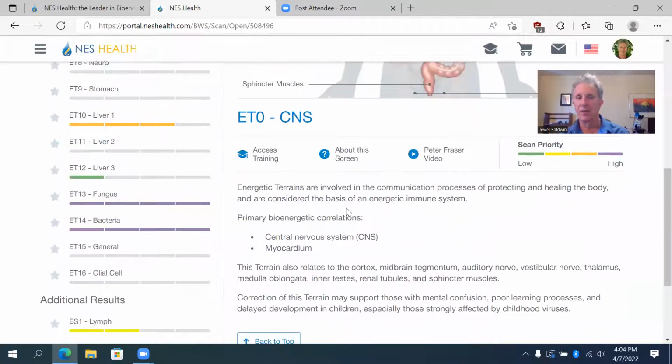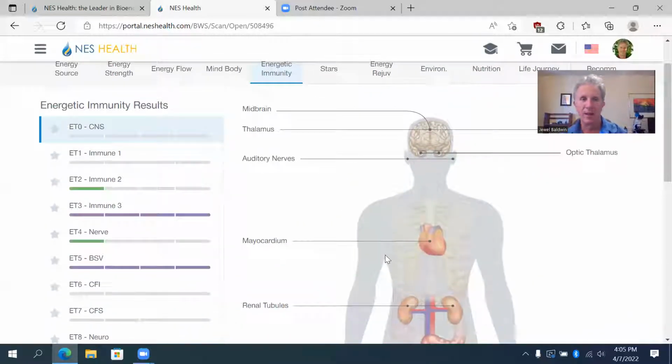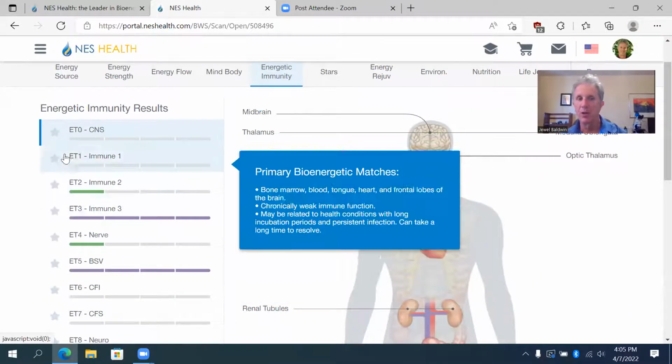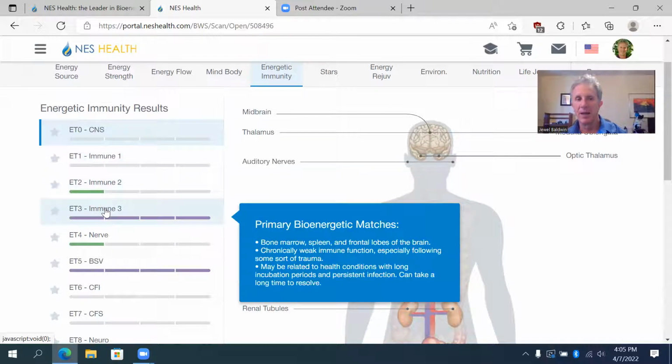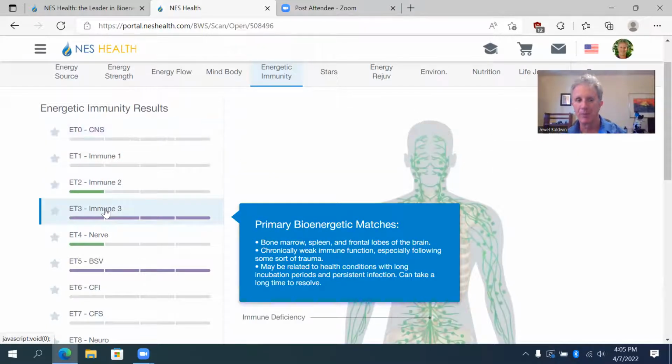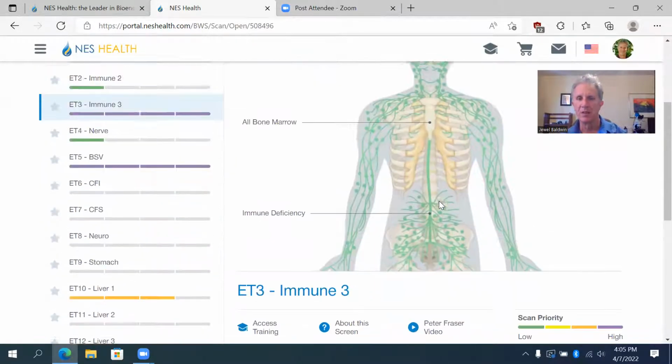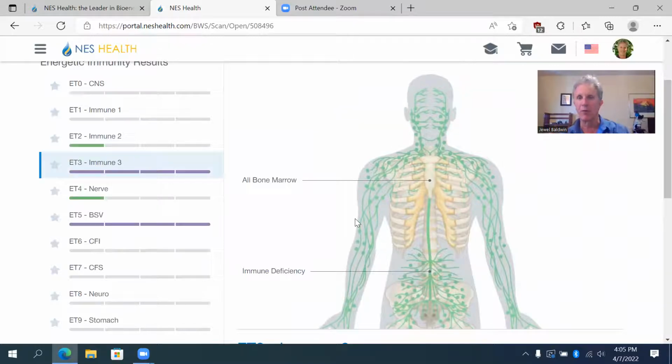So central nervous system and myocardium. This is what is being healed when this terrain comes up. So the infoceutical is designed to support it. ET1, 2, and 3 are all general immune system terrains. My number 3 came up purple. This is the immune system, the bone marrow, and an overall immunity that was suppressed due to a trauma.